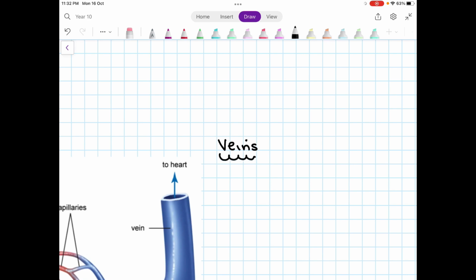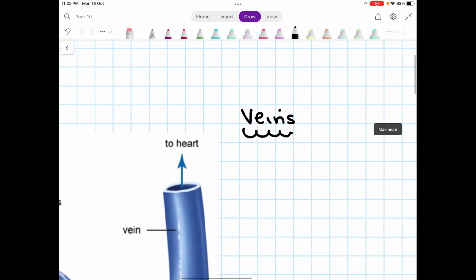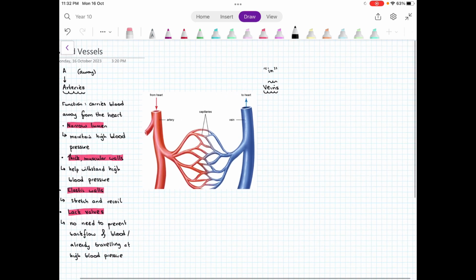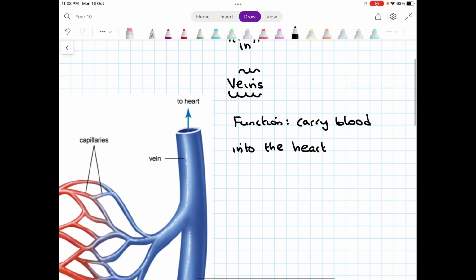Now let's move on to veins. So unlike arteries, which carry blood away from the heart, veins take blood back into the heart. And you can memorize this because they have IN for in. So the function is to carry blood into the heart. And most of the time, blood in the veins is deoxygenated.